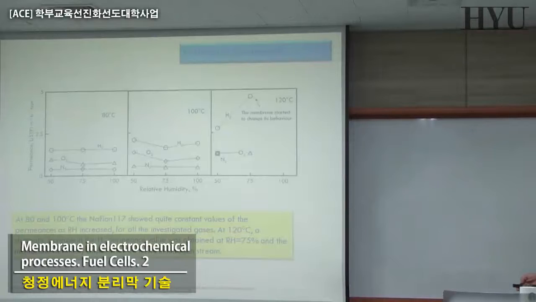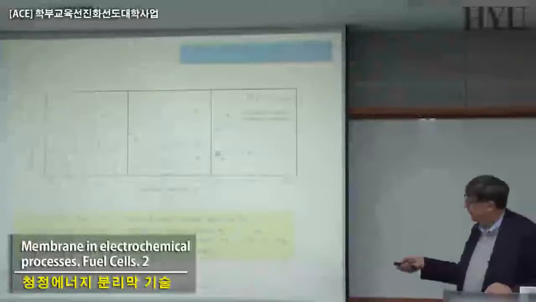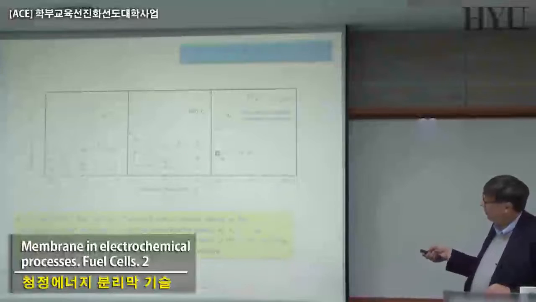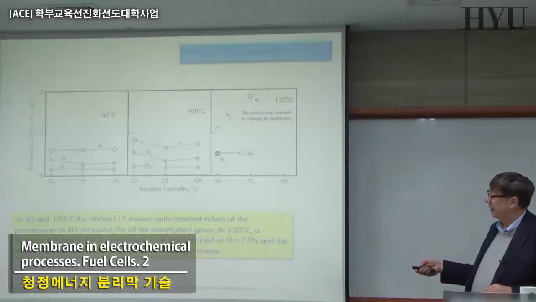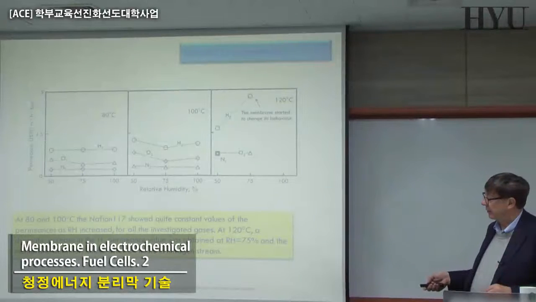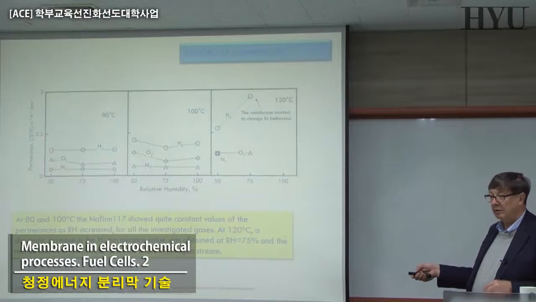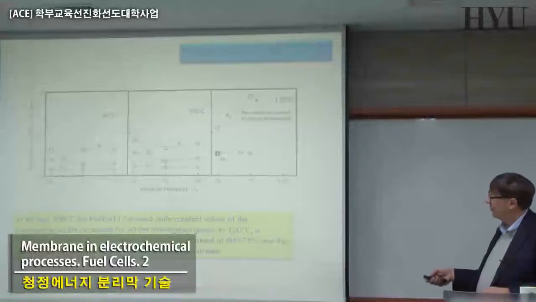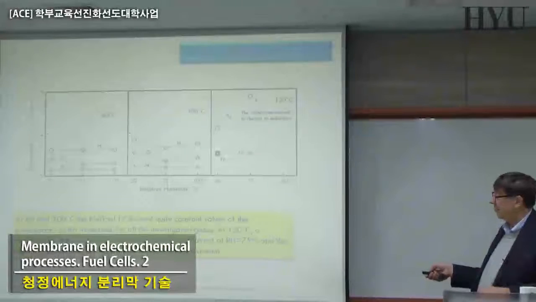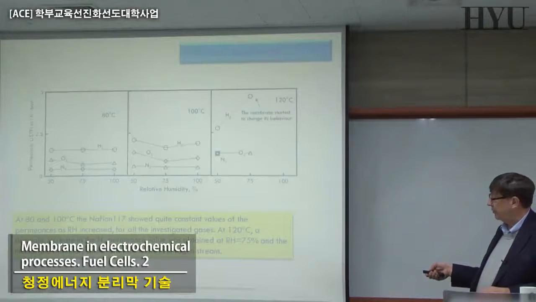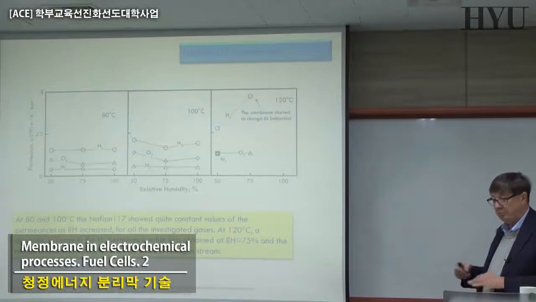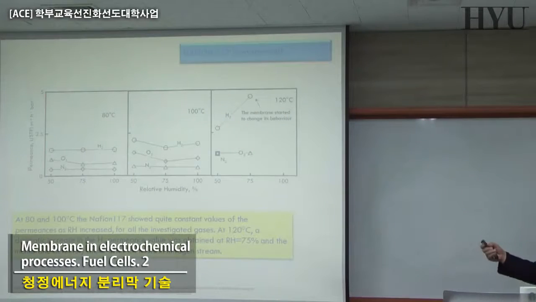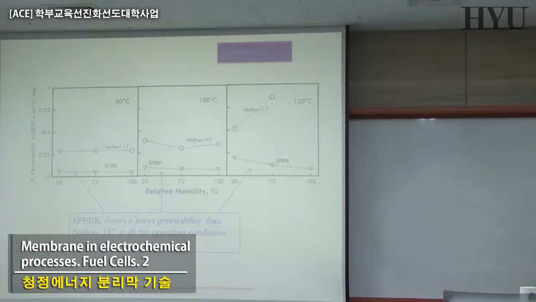Here is the effect of, again, different levels of humidity and different temperatures, at 80 and 100 degrees. The Nafion has quite constant values of permeance as the relative humidity increases. Under 20, there is a dramatic drop. That's one of the limits that we know, and you can have some other effects in the other case. The permeance value was obtained at 75% relative humidity, and the membrane is going to stop really working, etc.